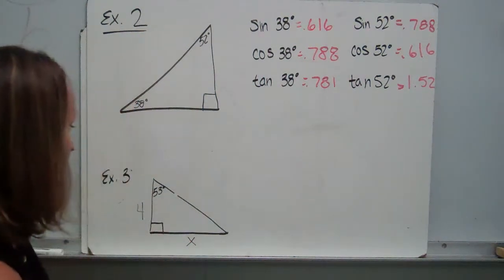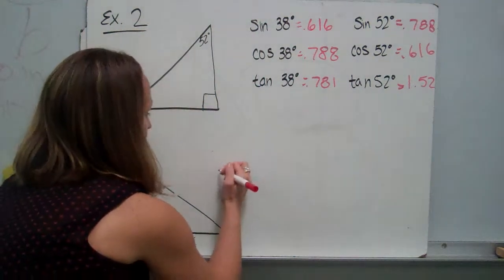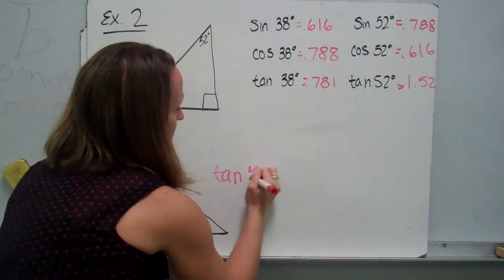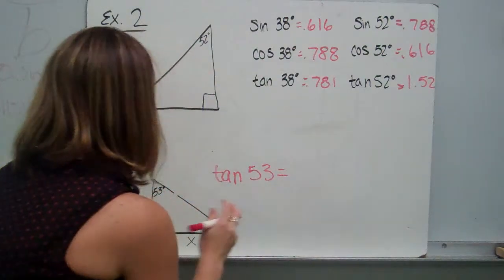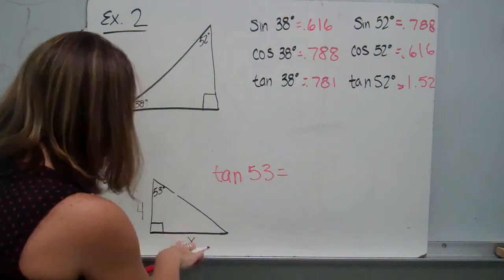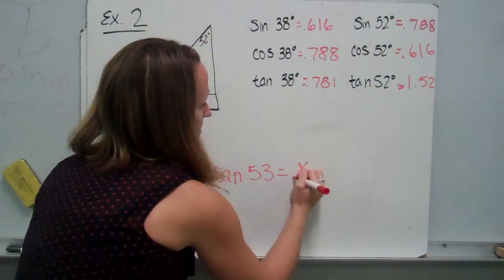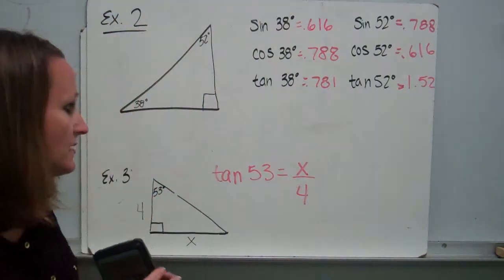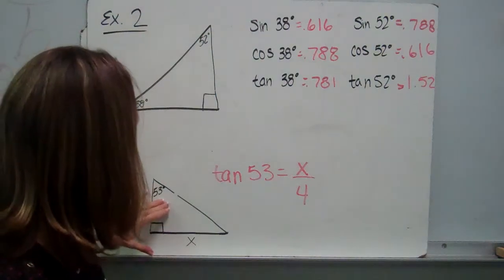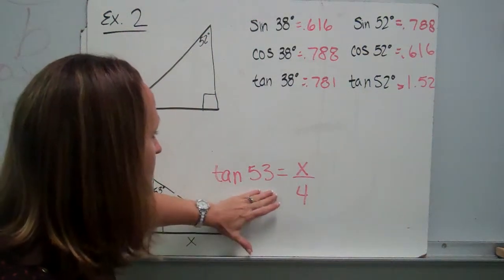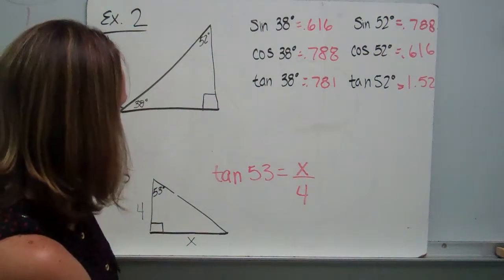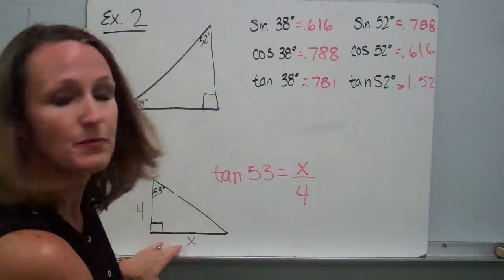So if I want to set up this equation, I'm going to say the tangent of 53 equals, and I don't know the opposite, but I know the adjacent, x over 4. So I would set this equation up like this, because I know my angle measure, so I would say tangent of 53 equals x over 4. So I'm looking for what is this missing side.